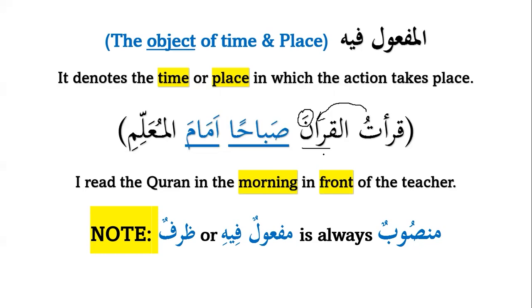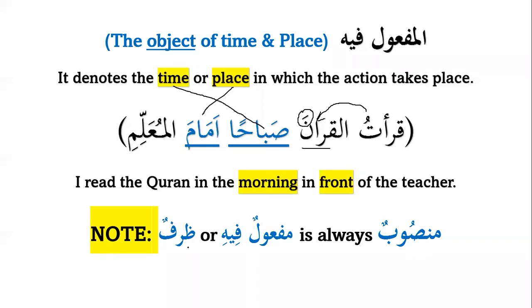And when we talk about time, like sabahan, as we can see here, and similarly when we talk about place, amam al-muallimi, so when we talk about time and place, that is basically called adverb or object of time and place, and it is also called dharf as well. So when you say qara'tu al-Qur'ana sabahan amama al-muallimi, I read the Quran in the morning in front of the teacher. So we have time, in the morning, and then we have place, in front of the teacher.